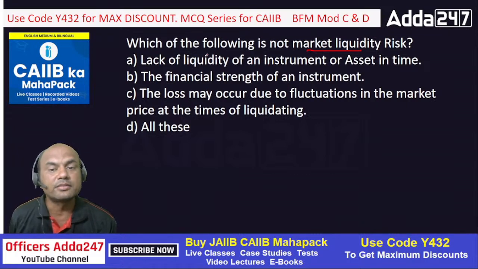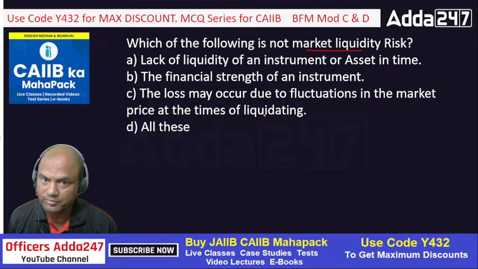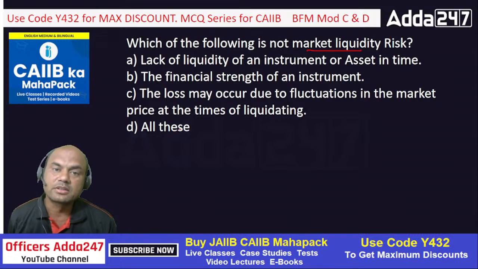Let's see the options. Lack of liquidity of an instrument or an asset in time. So basically liquidity means there is not much flow of money in the market. The financial strength of the instrument. We want the one that is not market liquidity risk. The loss may occur due to fluctuations in market prices at times of liquidity. And all of these. Now type the answer: A, B, C, or D.